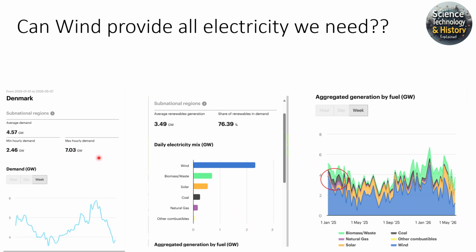when it's not windy. But in any case, as it stands today, there are other plants, for example, in Denmark, biomass and waste thermal plants. There is also solar to complement the wind. There is some coal. There is some natural gas, especially, as we saw in the turbine video, that is used to cover peak power and other sources.